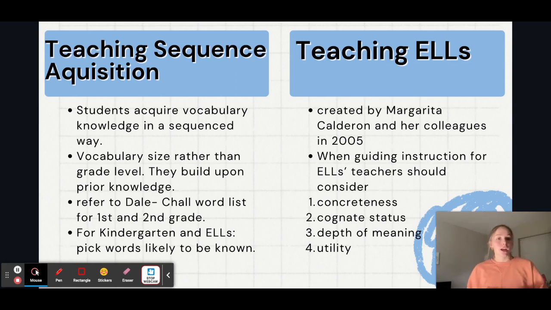So when you're teaching English language learners, this is an idea created by Margarita Calderon and her colleagues in 2005. When you're guiding the instruction and considering what you're going to teach the English language learners, you want to think about the concreteness of the words that you are choosing. Is it something that can be explained physically, or you can show them? Is it a cognate? Is it something that can be referred to in the English language and in the Spanish language? Is it similar? The depth of meaning and also the utility.